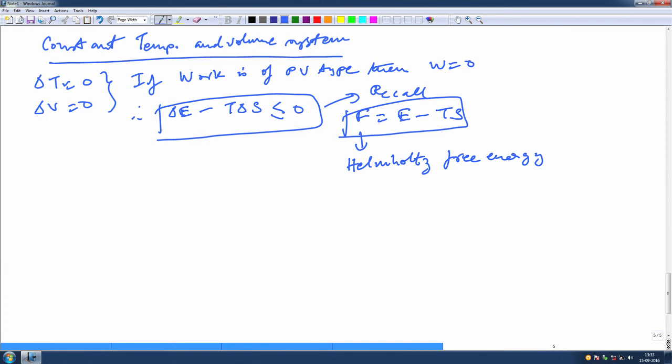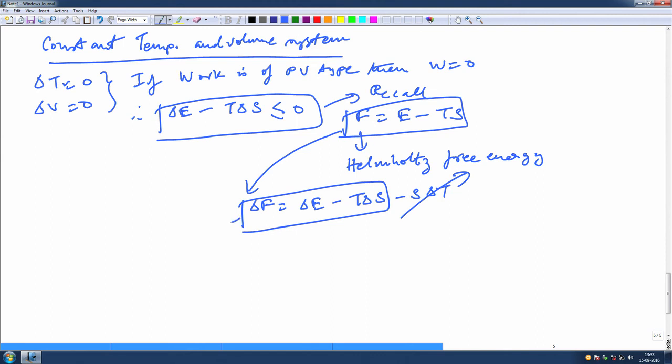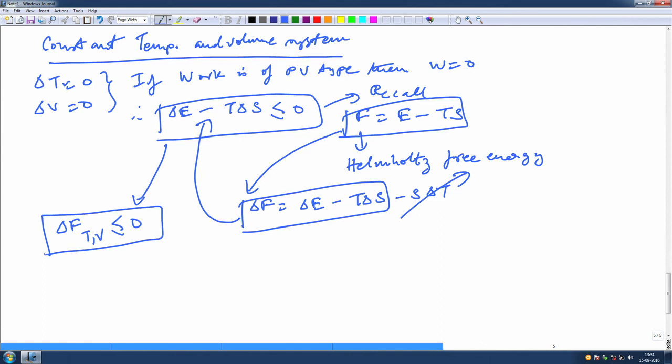Okay. So, if I just see the change in Helmholtz free energy, that is basically given by delta E minus T delta S minus S delta T. Now, for this particular process, this last term is of course equal to 0 because it is a constant temperature system. So, this is the relationship that is valid. So, substituting this over here, what we get as a result is delta F, that means the change in Helmholtz energy for constant temperature and constant volume, must be less than or equal to 0.